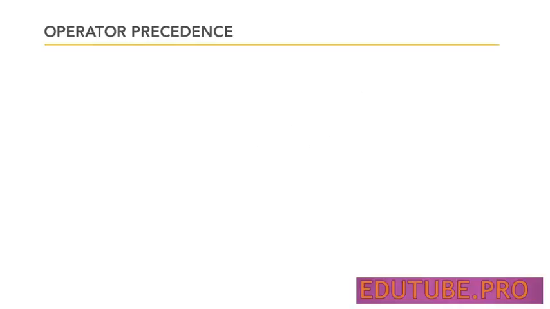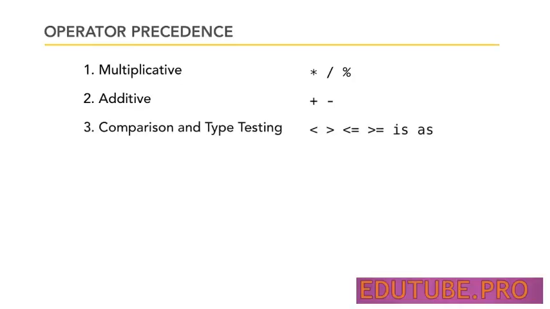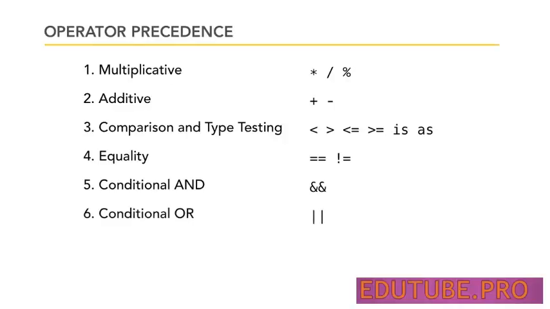So how do you know which operators come first? Well, let's take a look. The operator precedence operates in a very predictable order. First, there's the multiplicative operators, which are things like multiplication, division, and the modulus operator. Next comes the additive operators, which in this case are plus and minus. Then there's the comparison and type testing. So things like greater than, less than, greater than or equal to, less than or equal to, the is, the as operators. Then the equality tests come, so equal to and not equal to. That's followed by conditional and, which is followed by conditional or. Then the ternary operator comes, and then finally the last operator to execute is the assignment operator.